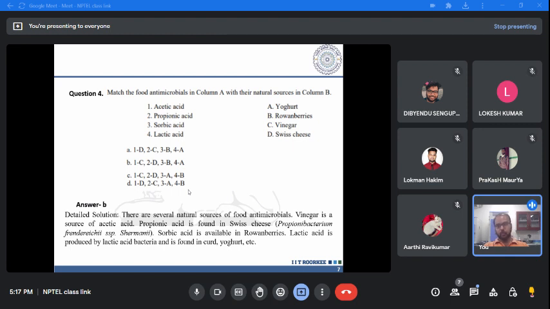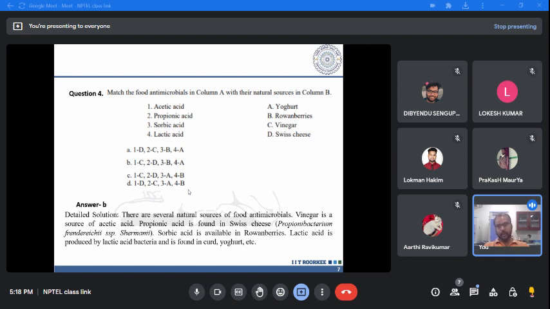Then you can go to the second option, propionic acid, which is the answer. Propionic acid is found in cheese, and it is responsible for its flavor and those holes, I think. So you got two answers. So that is also the same.